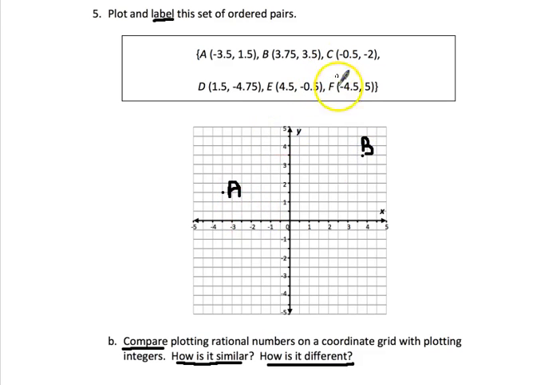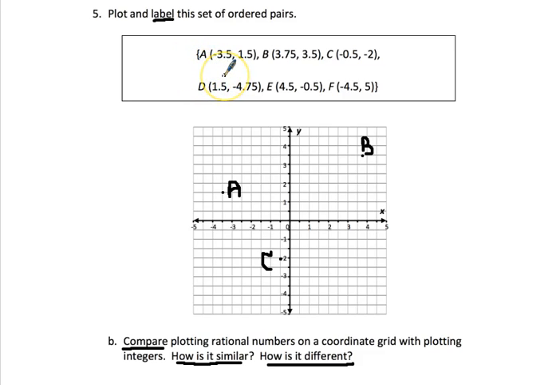Then I'm going to plot C. C is -5/10, x is -5/10, y is -2. So again, I start at 0, -5/10, that's between 0 and -1. And y is -2, so I'm going to go down to -2. I'm going to put my point and I'm going to label that C.